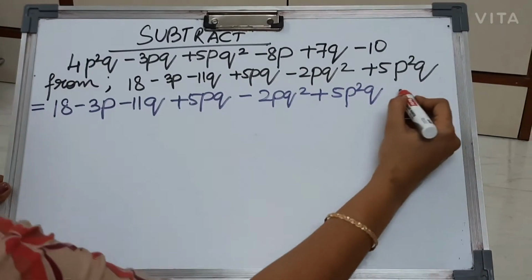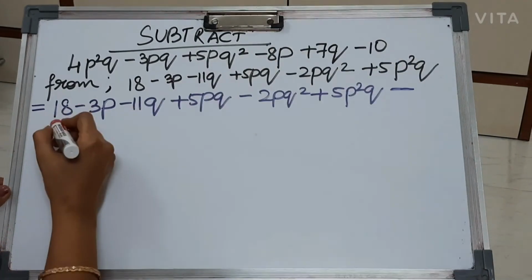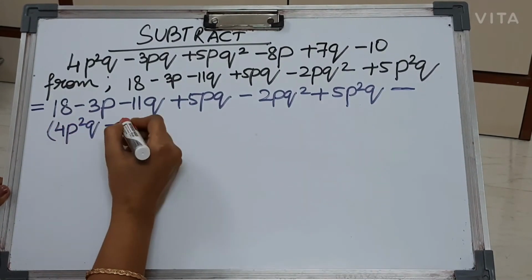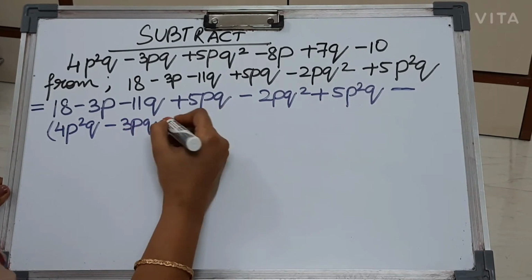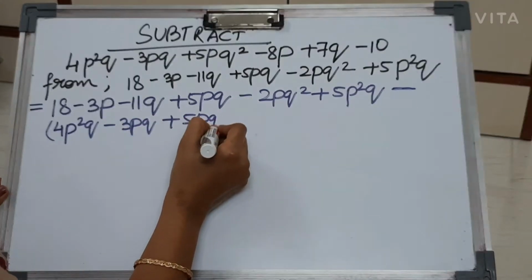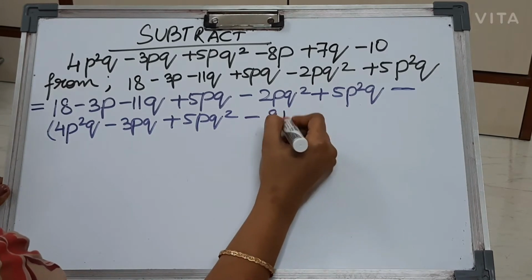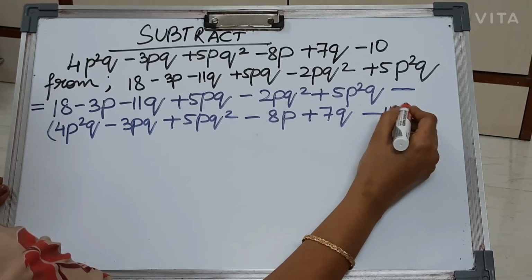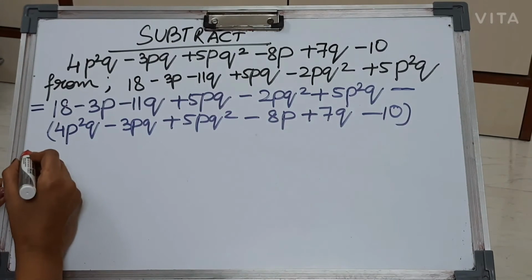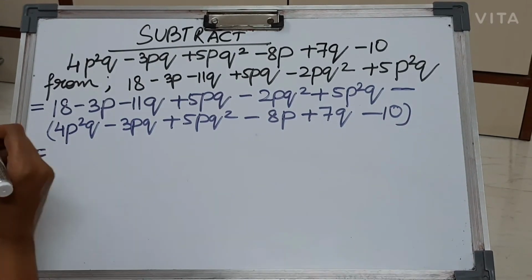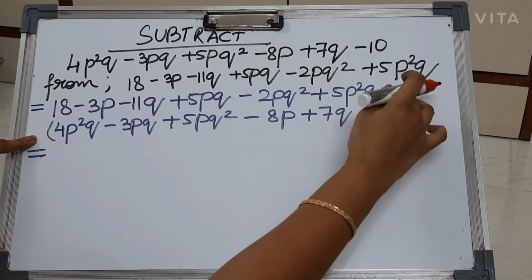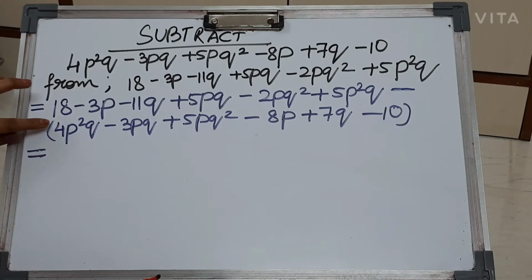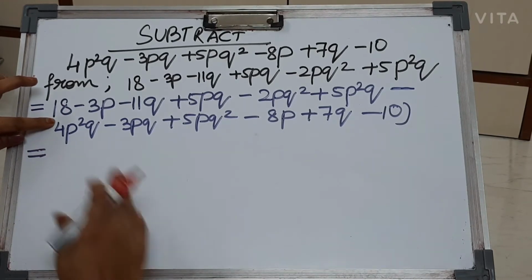What we have to do? We have to subtract the above term. So we will keep it in bracket first. 4p square q minus 3pq plus 5pq square minus 8p plus 7q minus 10. Now what will be our next step for subtraction? When this is in bracket and we have to subtract, what we have to do in the next step is remove this bracket. This is the first step.